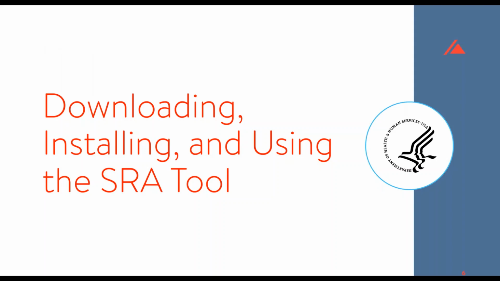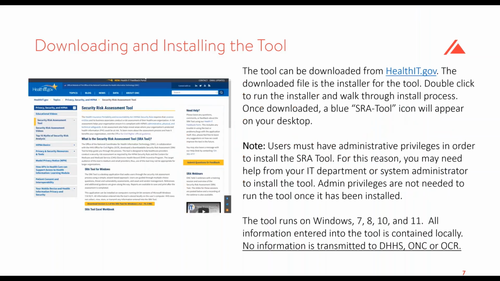Now let's talk about getting the tool installed on your computer and actually completing a security risk assessment. Downloading and installing the SRA tool. I think there are a few basic things to understand here. The SRA tool can be downloaded from healthit.gov. This is the only place you can find the official SRA tool download. If you're interested in trying out the tool, we can distribute a link to healthit.gov here, or if you're searching for the SRA tool online, make sure you're looking for links to healthit.gov, which is the official website for ONC.